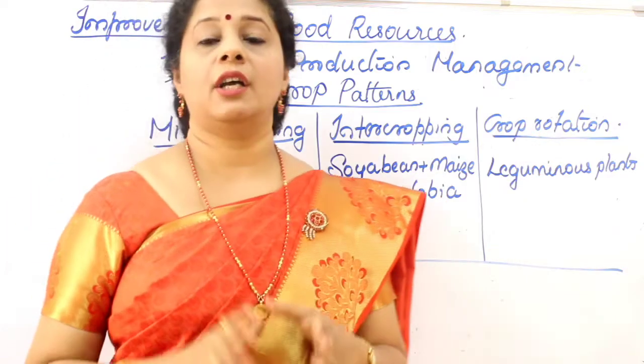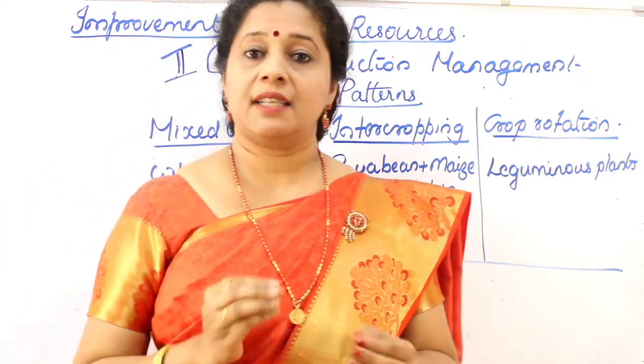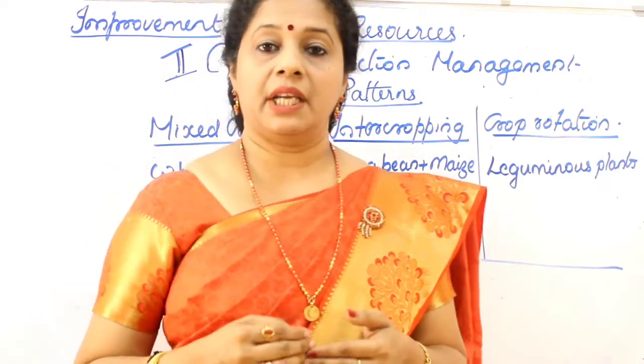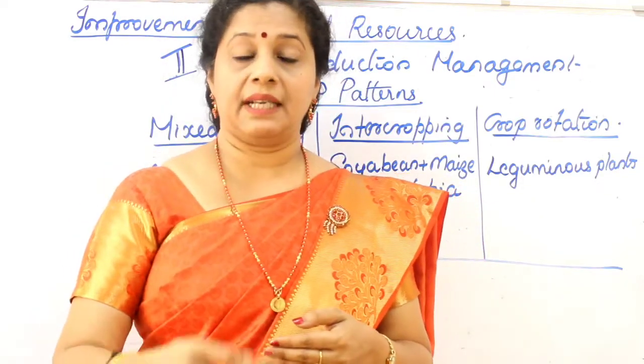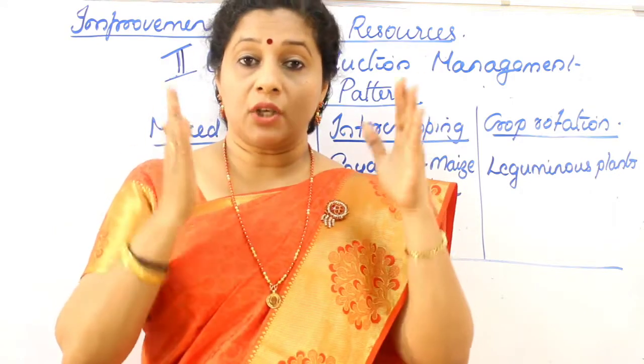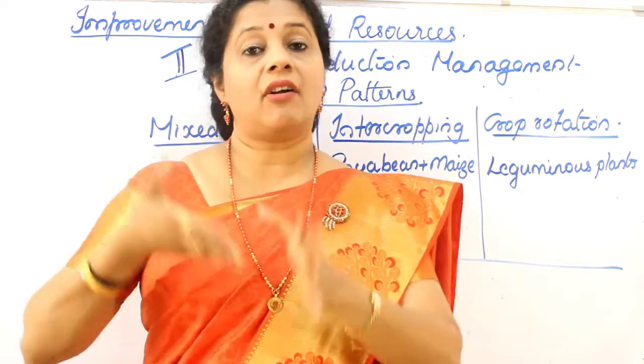Then the last is called crop rotation. Here there is a small difference. The word simultaneous is not needed here. We introduce a few crops in the field in a pre-planned succession, because the farmer should know what is the growing season of each crop, and accordingly he can grow.